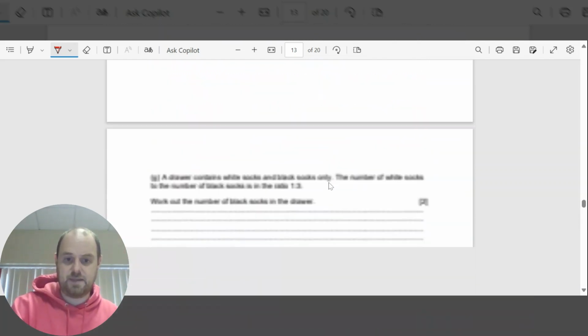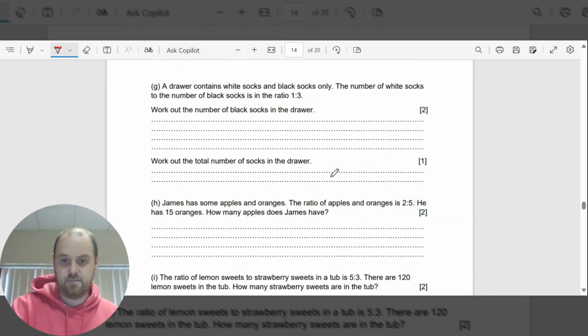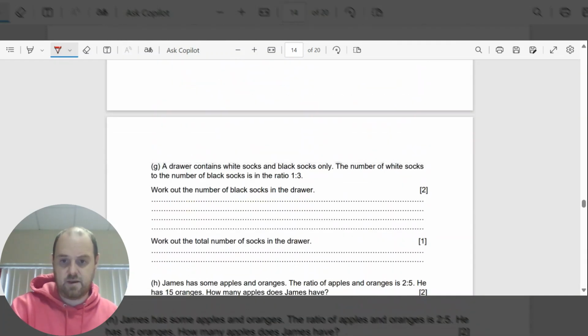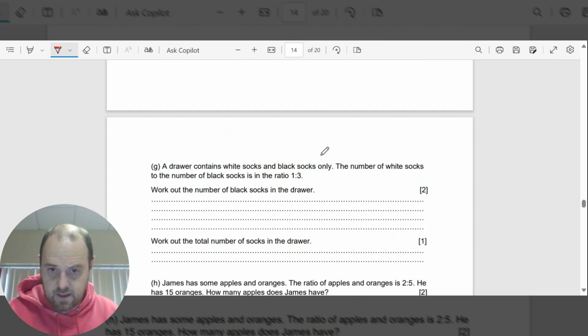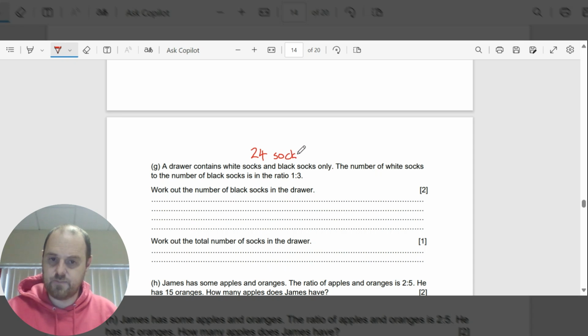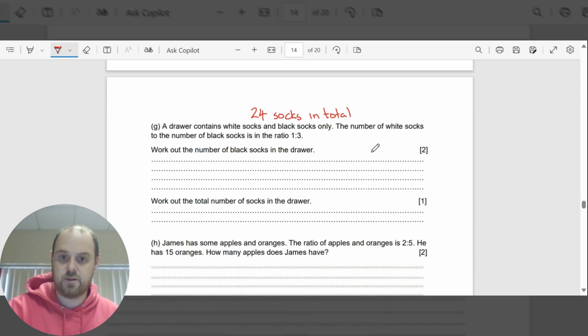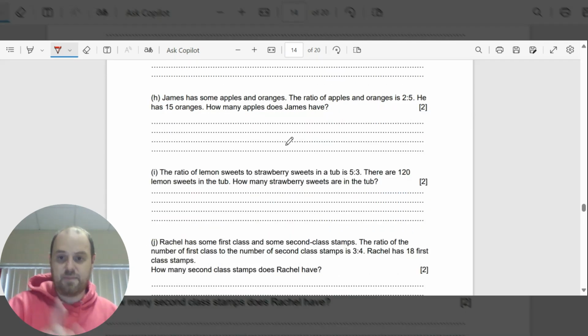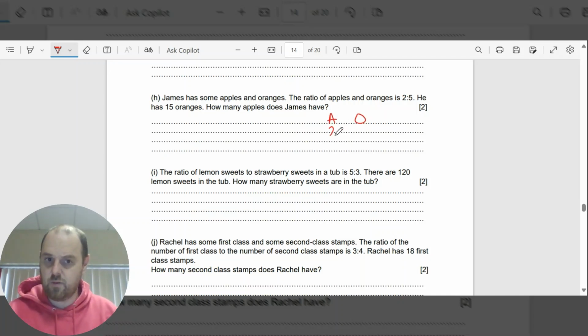Now I'm looking at some past paper questions where that is not the case, right? Now there's numbers missing here, all right? Yeah, there's numbers missing here. You need to know something here. You need to know that there are 24 socks in total. My apologies. I just noticed that question is incomplete. Now, something like this, though, the rest of these. James has some apples and some oranges. The ratios of apples to oranges is 2 to 5.